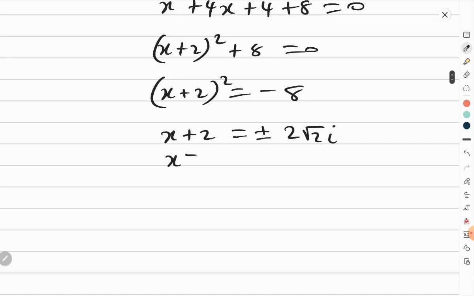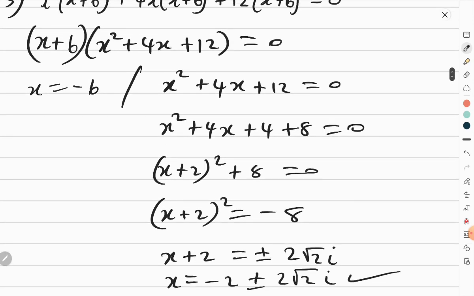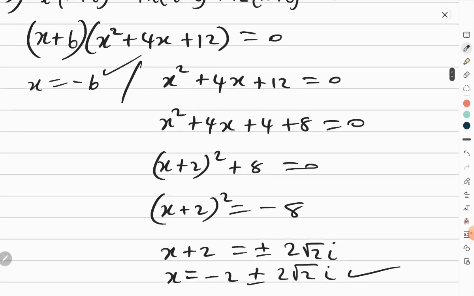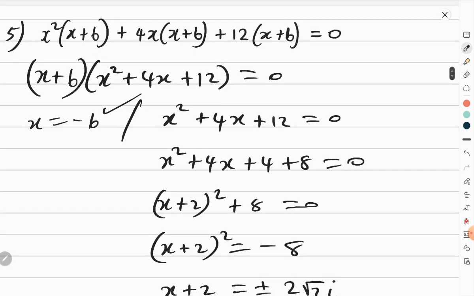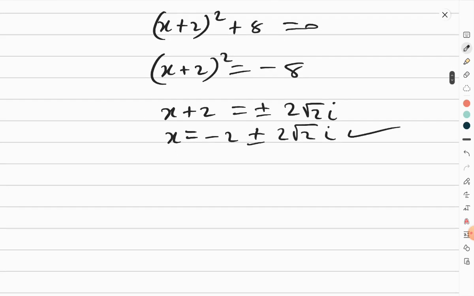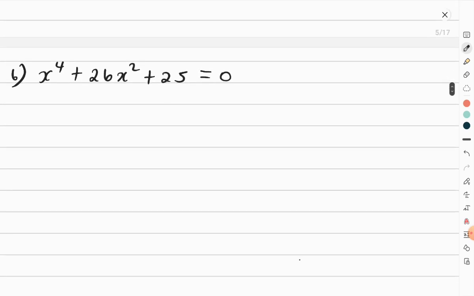Now we are going to transpose this to the other side, so you will have negative 2 plus or minus 2 root 2 i. So these are the two solutions we have, then another real solution over there. So these are the solutions for number 5. Let's check number 6.